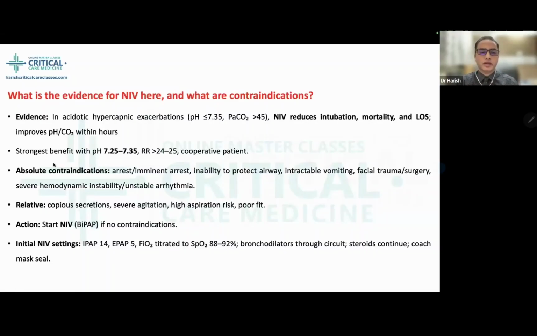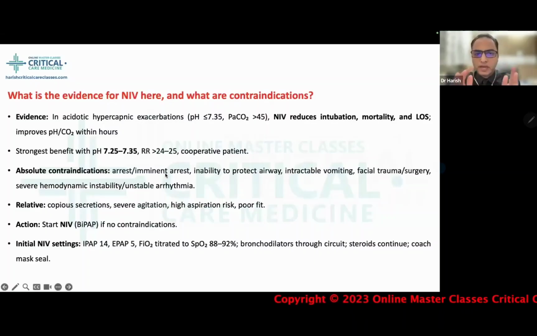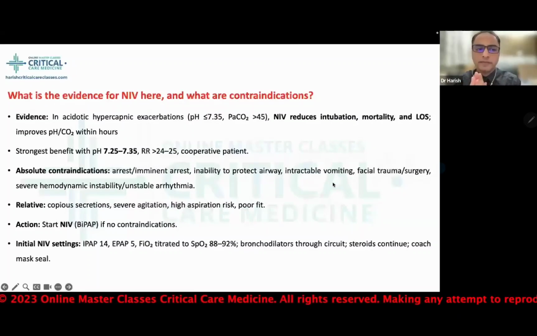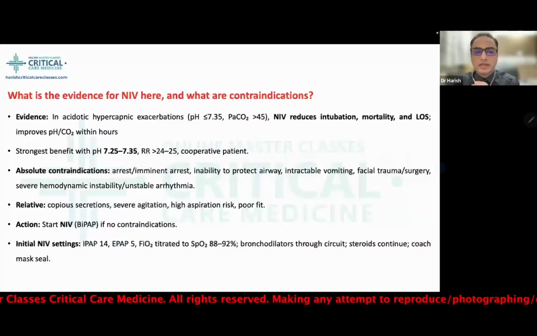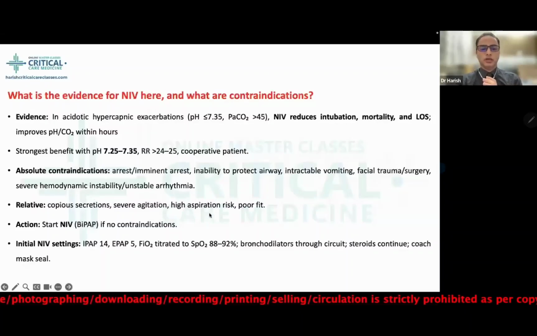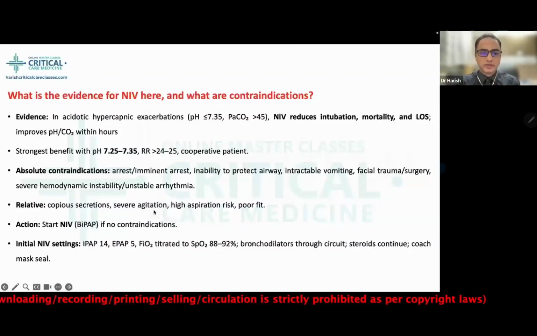The strongest benefit for NIV is when the pH is between 7.25 and 7.35, when the respiratory rate is more than or equal to 24 to 25, in a cooperative patient. Absolute contraindications: imminent respiratory arrest or cardiac arrest, inability to protect the airway, intractable vomiting, facial trauma or surgery, severe unstable hemodynamics, unstable arrhythmia. These are the contraindications the examiner might be interested to know from you. Relative contraindications are copious secretions, so high risk for aspiration, poor fitting mask, severe agitation.